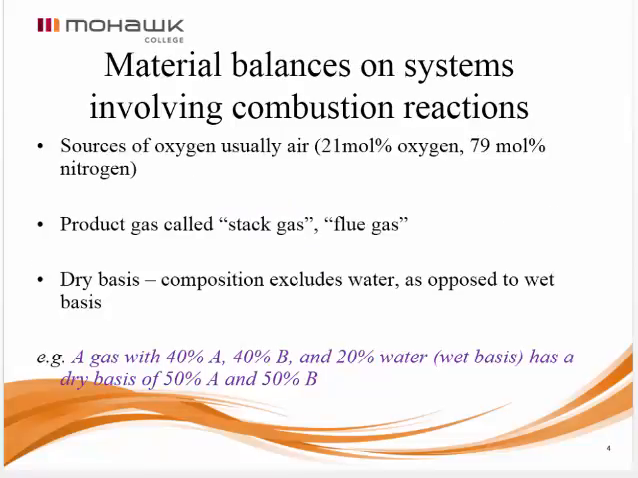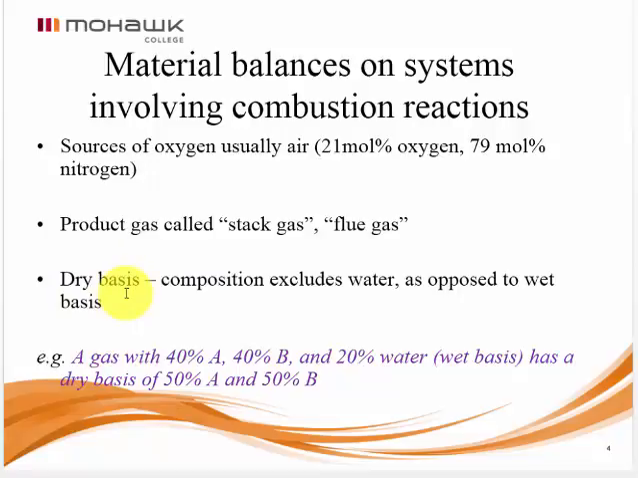For the majority of the combustion processes, we will be using air as the source of oxygen, and we should know that the molar composition of air is 21 mole% oxygen and 79 mole% nitrogen. Product gas is very often called the stack gas or the flue gas. The calculations can be done in reference to the dry basis or in reference to the wet basis.